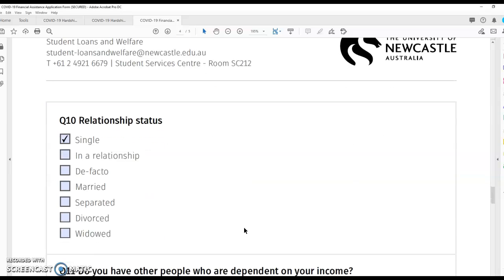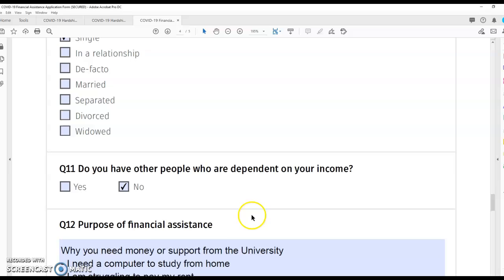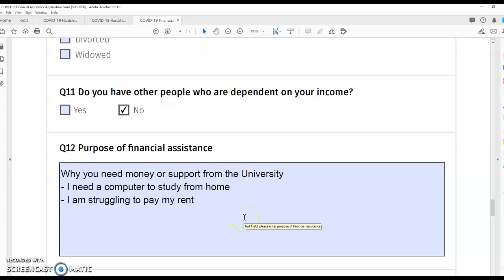And then it asks you about your relationship status and if you have any other people who are dependent on your income. You would most likely select no here. This is for people who have children or people they care for who they pay money for.